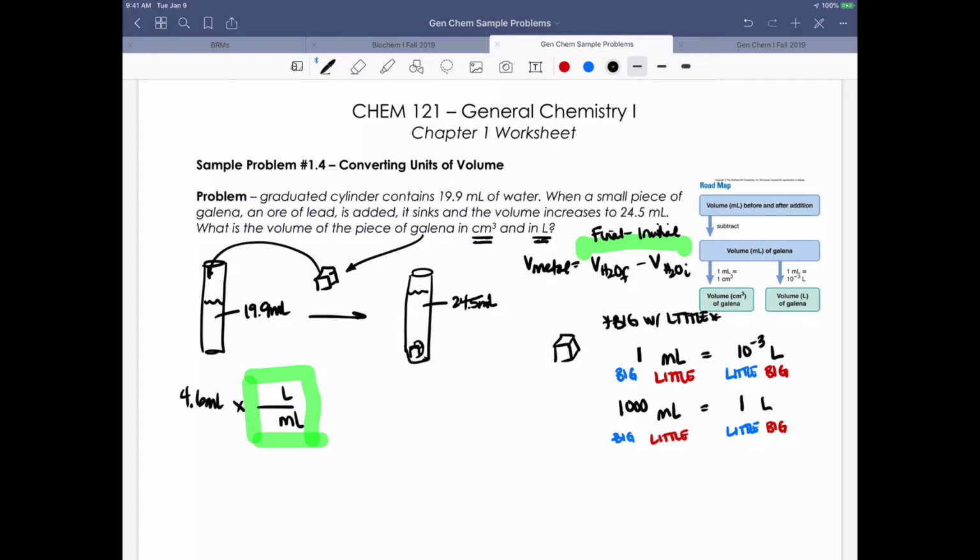And sometimes students don't like working with really small numbers like that 10 to the minus third. So I'm going to say that 1 liter is 1,000 milliliters. Going through this calculation then, we get 4.6 times 10 to the minus third liters.